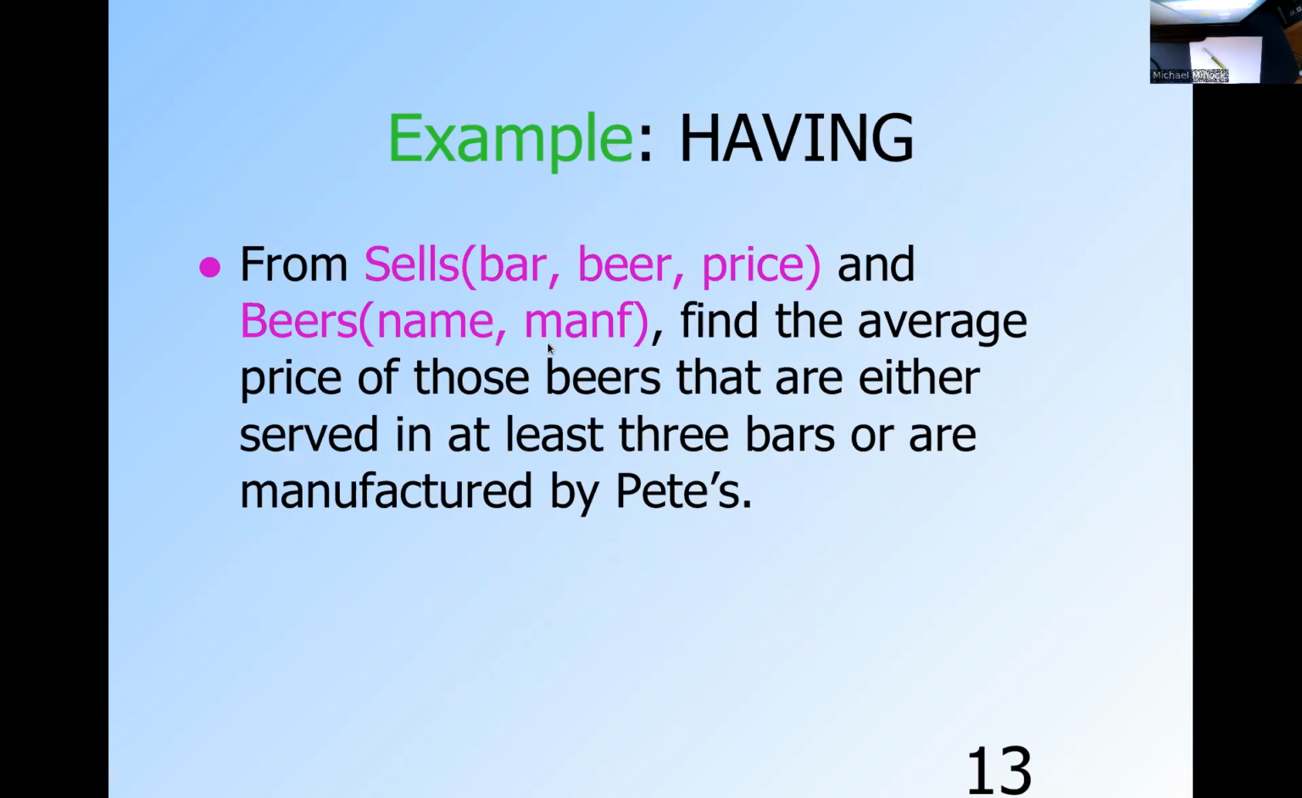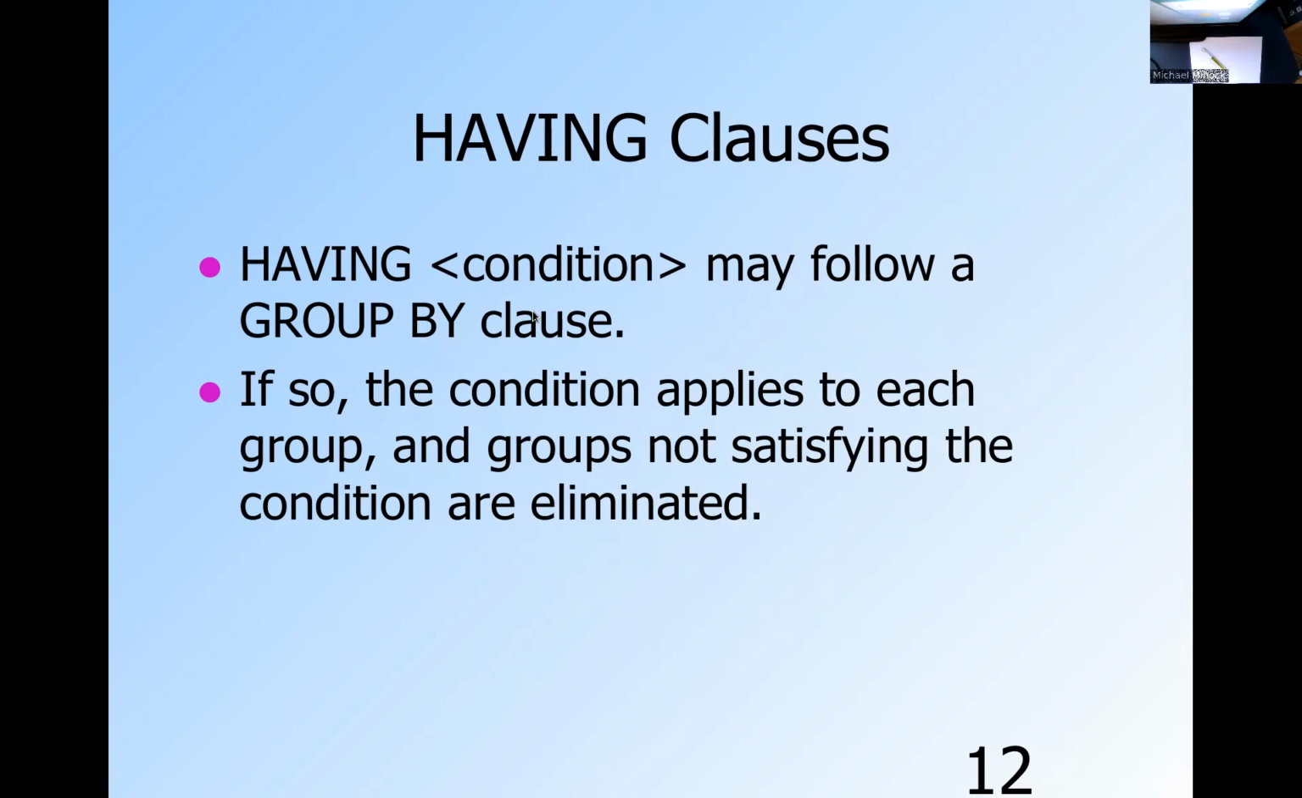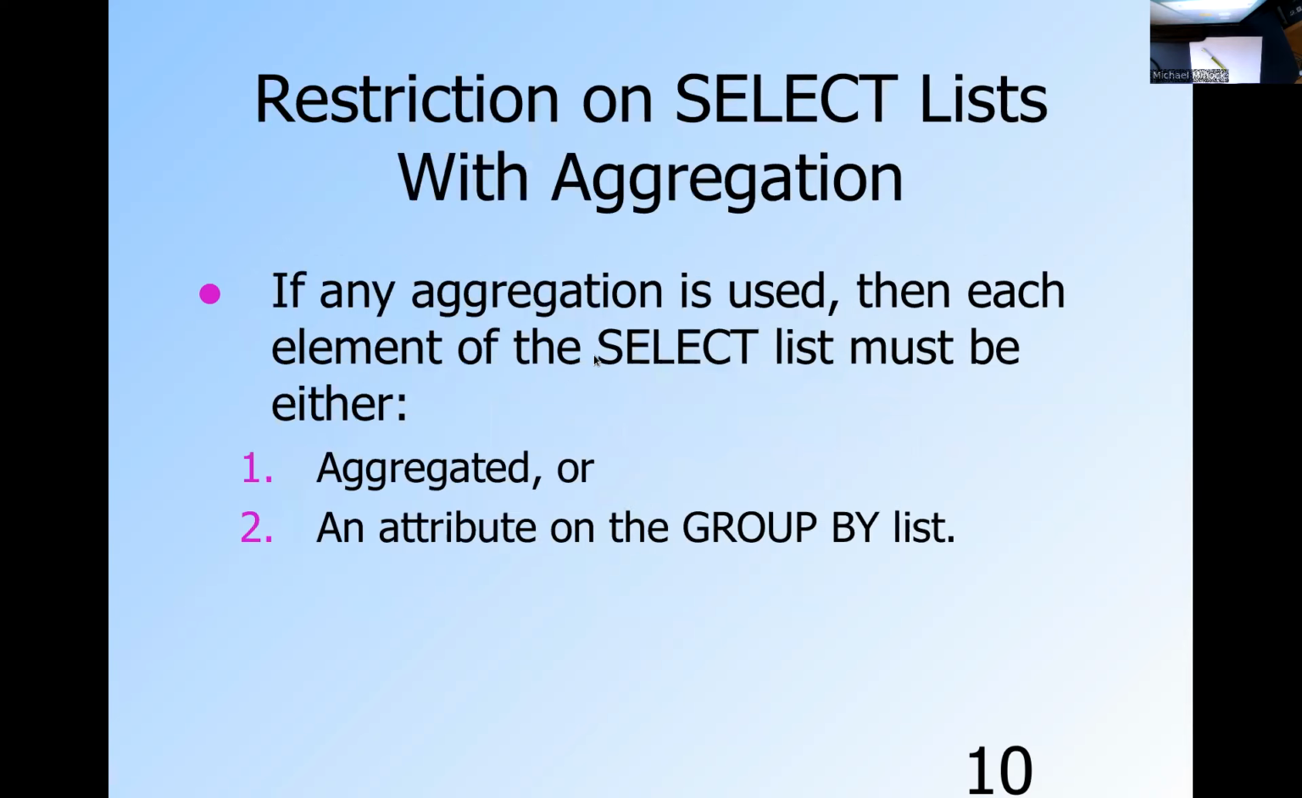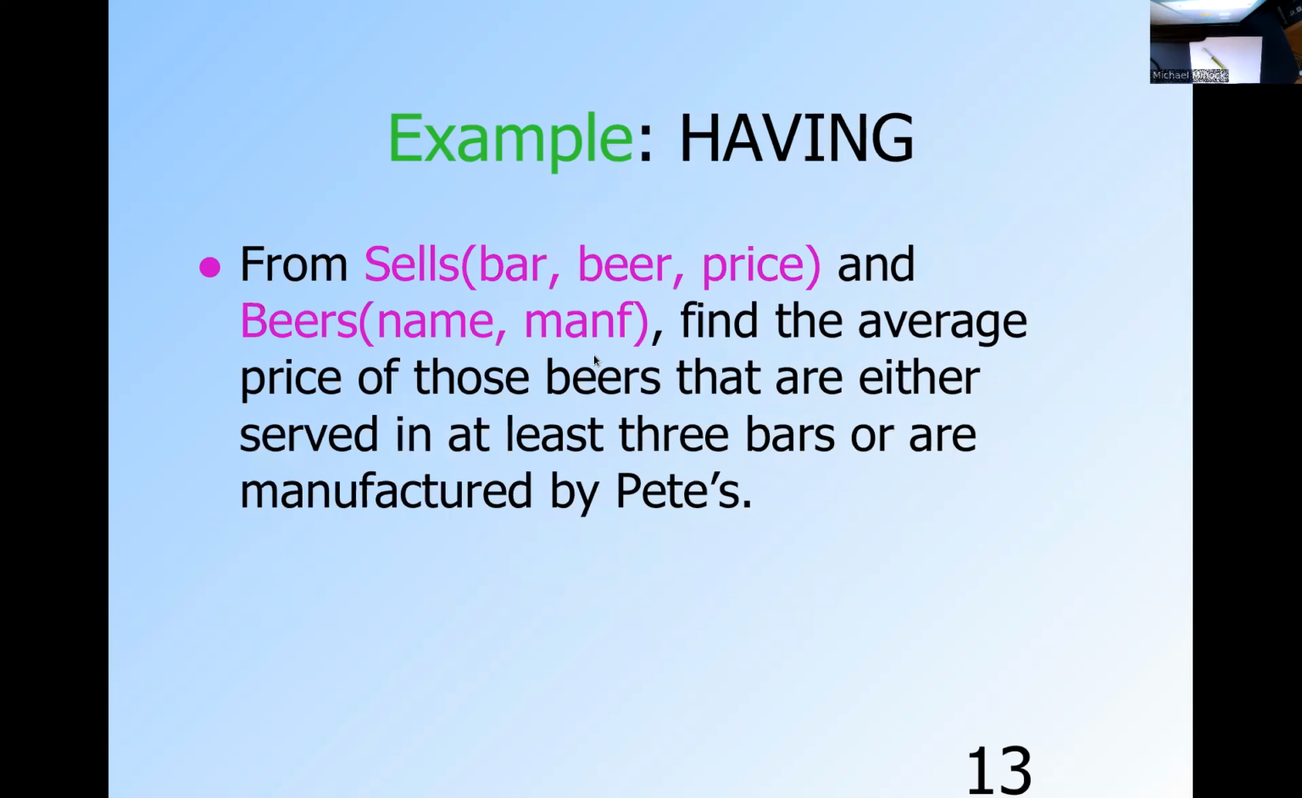So what is having? What it will do is, when you actually compute the groups and the aggregate function in them, it can apply a condition immediately on top of those groups, so on top of the result coming back. So that's what having does. Let's just see an example here.